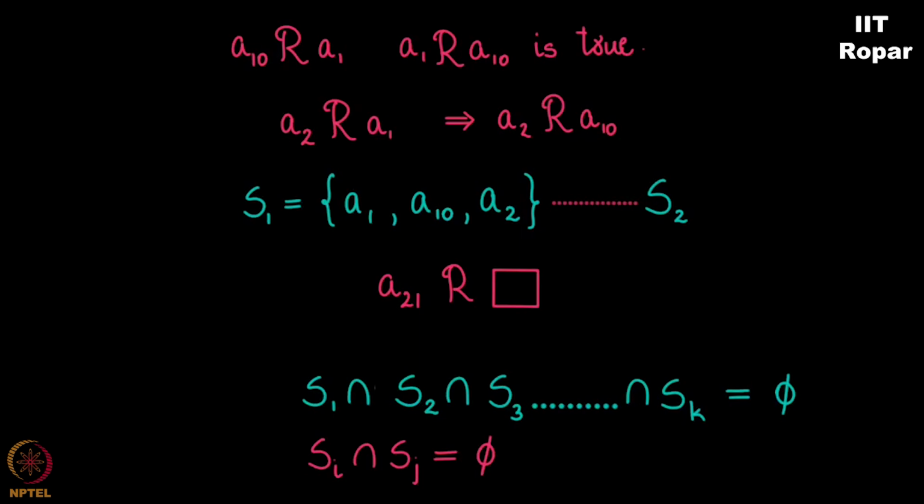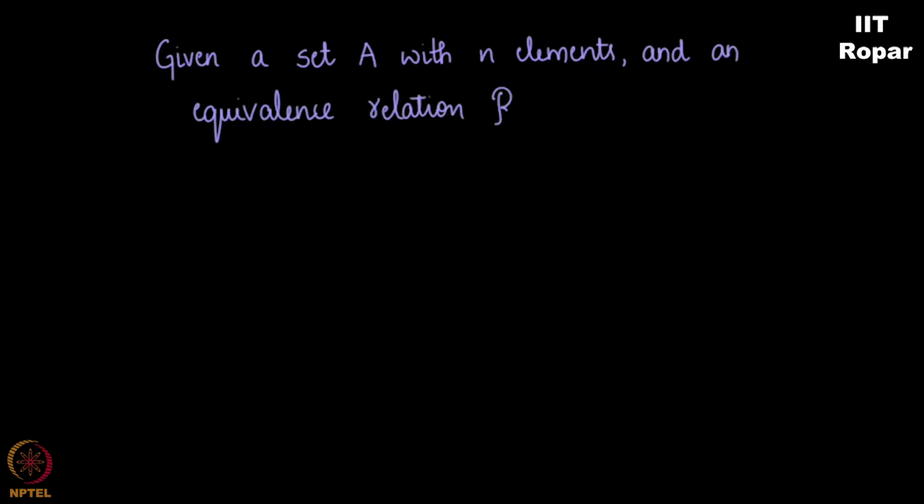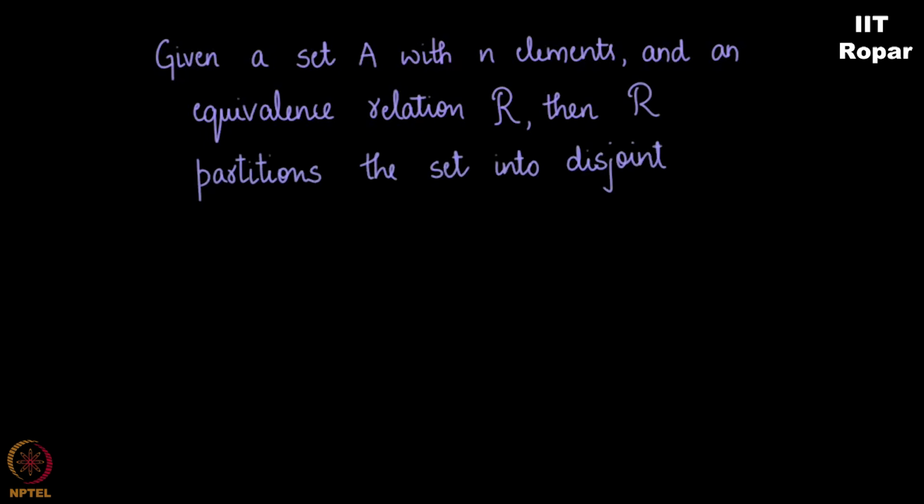Here goes the theorem. Given a set A with, let's say, n elements and a relation R which is known to be reflexive, symmetric and transitive, we conclude that such a relation partitions the set into disjoint subsets.